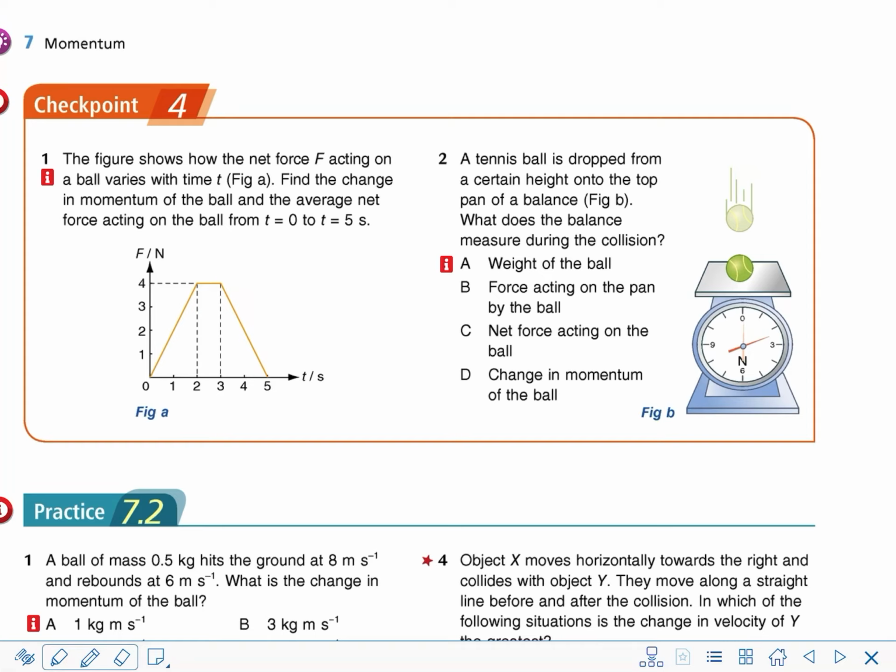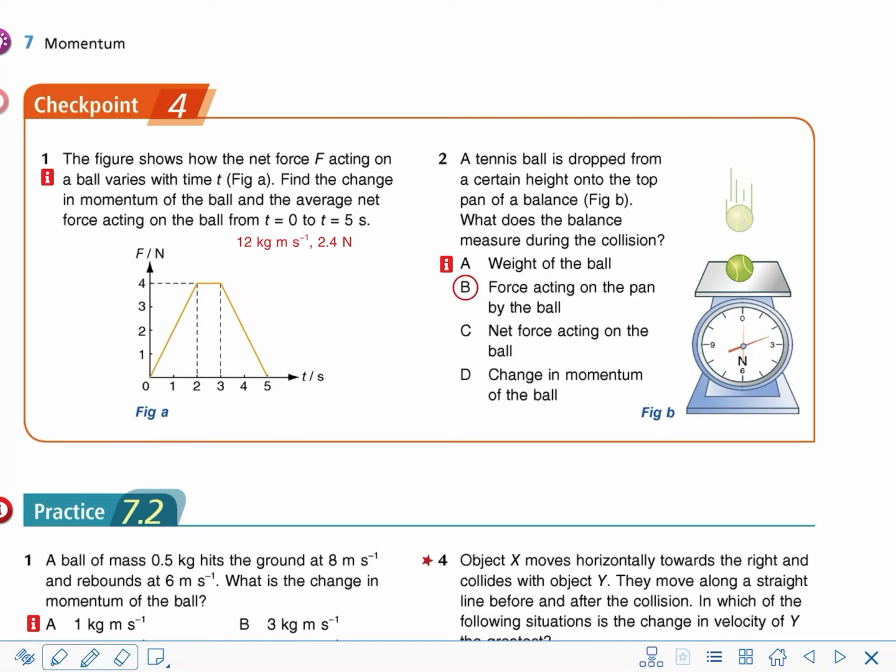Chapter 4. Have a try. I will say question 2 will be important. The area of the F-t graph, you can find the change in momentum. And also by F equal to mv minus mu over t, you can find the net force.